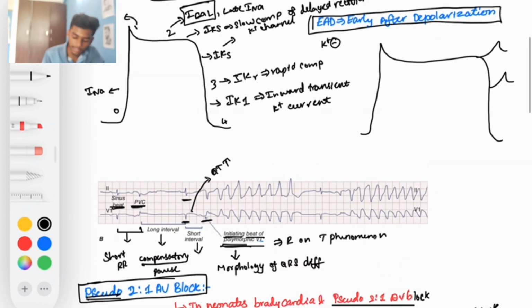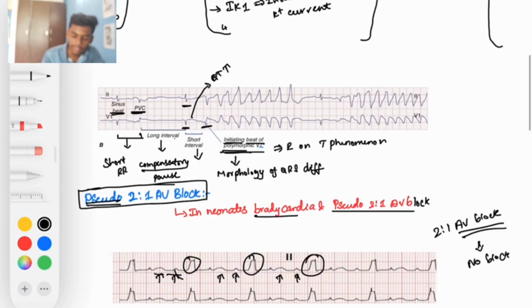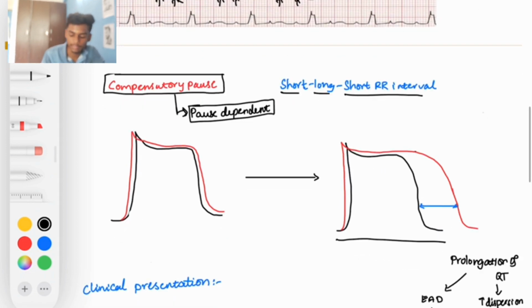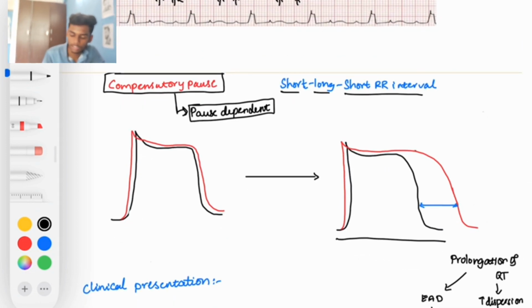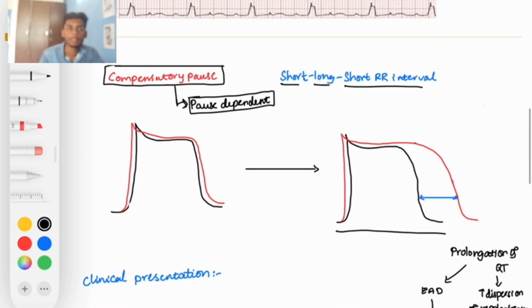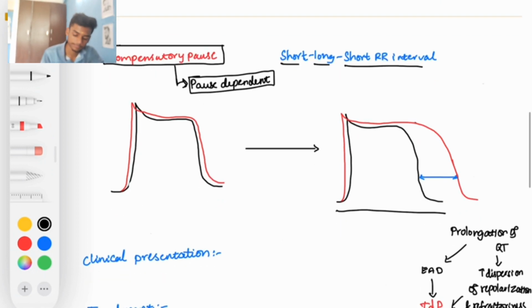We saw here, due to the compensatory pause, there is polymorphic ventricular tachycardia. So it is known as pause dependent. A short, long and short RR interval, see here, short, long, short RR interval will lead to the Torsades de pointes.